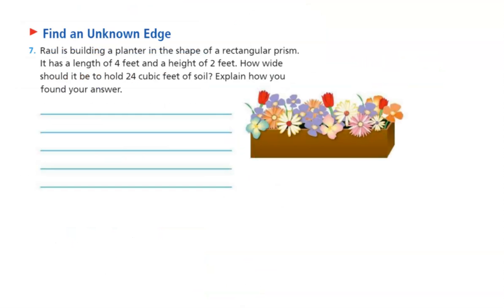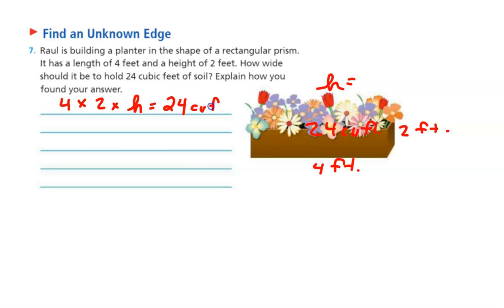Okay? All right, so let's look down, at the bottom of your page. Part of our work today is actually going to be to find something that we have an unknown about. So for example, Raul is building a planter in the shape of a rectangular prism. It has a length of 4 feet. It has a height of 2 feet. And then it says, how wide should it be to hold 24 cubic feet of soil? So that's telling us that this inside number altogether, we want it to hold 24 cubic feet, right? Well, I can solve that. The part that I'm missing is I need to solve for my width. So that basically means my length was 4, my height is 2, my width is the unknown, and all together it's going to equal 24 cubic feet, right?